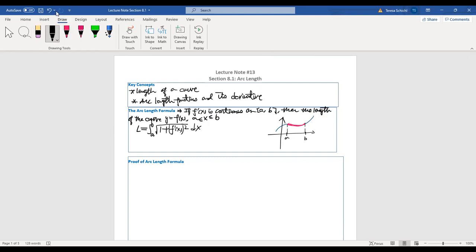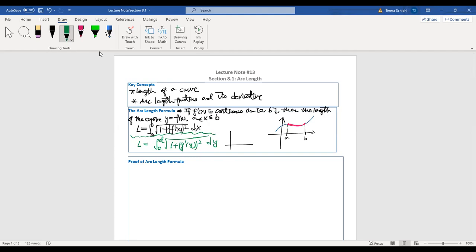How about if I have a similar function where x is a function of y? Then we can write L equals the integral from c to d of the square root of 1 plus g prime of y, the whole thing squared, dy. So this is the situation if x is a function of y.